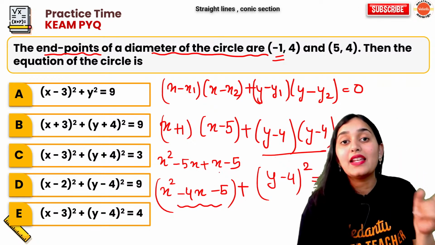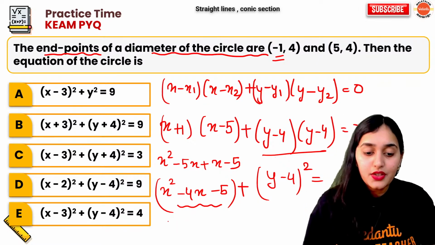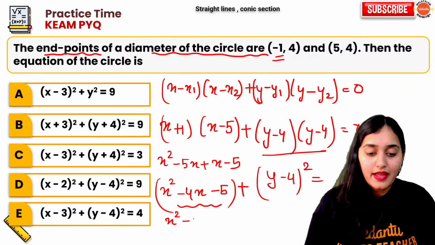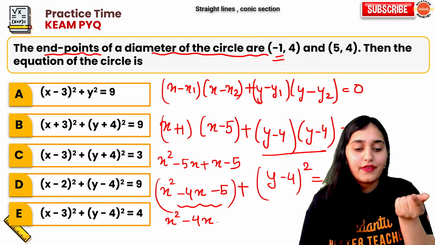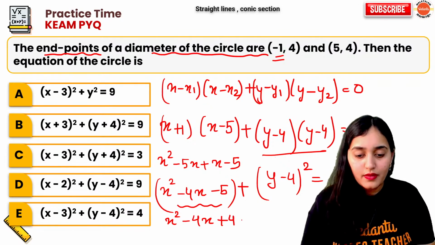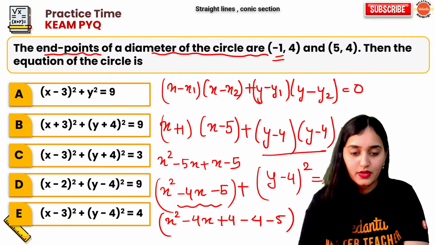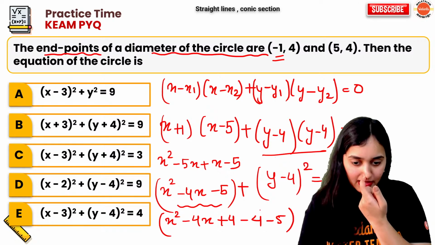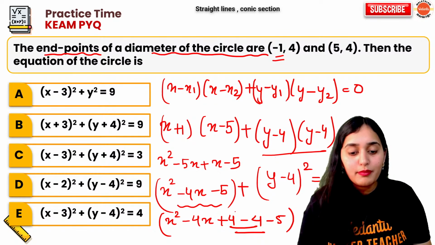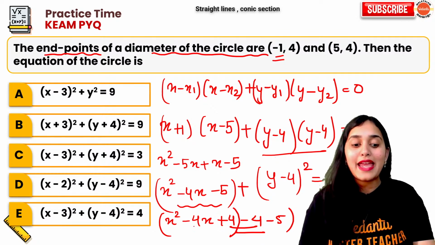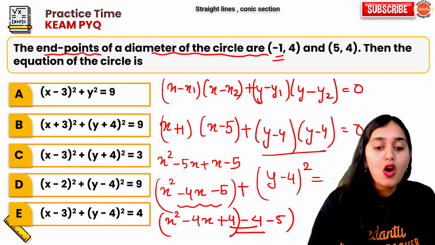So we have minus 4x. Now minus 4x, you can convert it into the form of x square minus 4x. Now minus 5, if I write here plus 4 minus 4 minus 5. Why am I doing plus 4 minus 4? Because this term will become x minus 2 whole square. And this minus 9 will go to the opposite side.